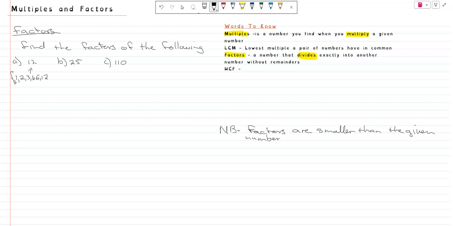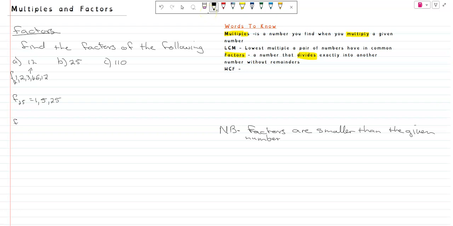What are the factors of 25? We know that 1 can go into 25 and 25 can go into 25. 2 cannot go into 25 because this is not an even number. Can 3 go into 25? No, it can't. And then we know 5 can go into this number because 5 times 5 equals 25. So we have our 3 factors of 25, and that is 1, 5, and 25.